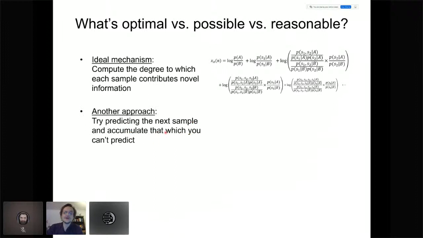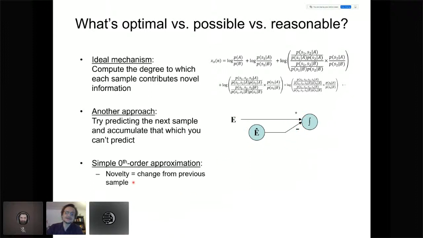Like, for example, one approach is to try to just predict the next sample. And then if there's a difference between your prediction and the actual next sample, then that's novel. At least it's novel to you. And so you should accumulate what you can't predict. And the simplest version of this is that you just predict that things don't change. That means anytime a change happens from a previous sample, you consider that interesting, and that's what you integrate.